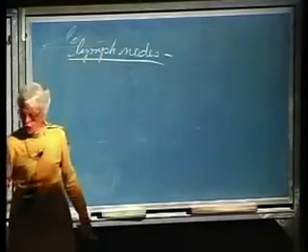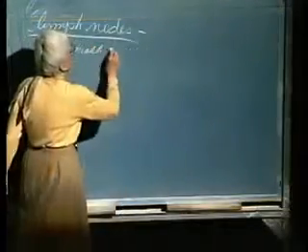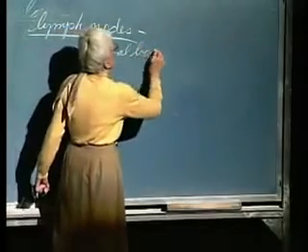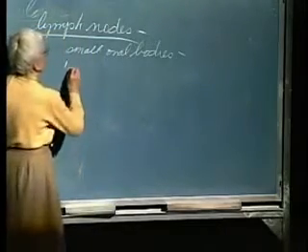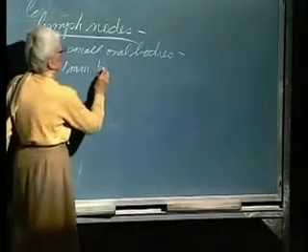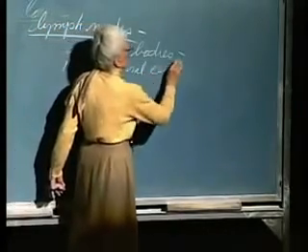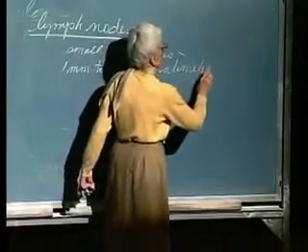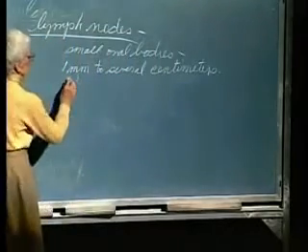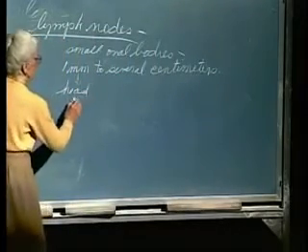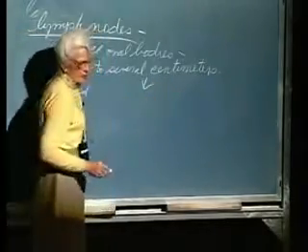Lymph nodes, again, are oval bodies, but much smaller. Small oval bodies. They can be anywhere from 1 millimeter to several centimeters. To put it in something you're familiar with, 1 millimeter can be the head of a pin, and several centimeters, lima beans.